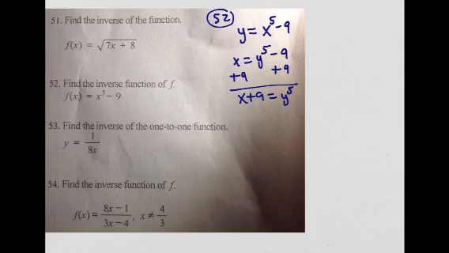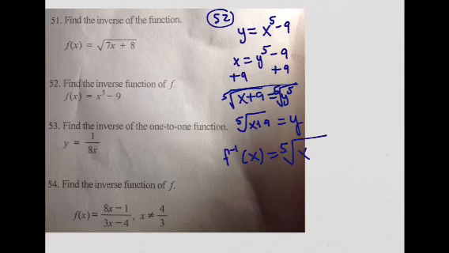And how do you leave y by itself? You take the 5th root of both sides. So now you're left with 5th root of x plus 9 equals y. So then just change the notation to inverse. So f inverse of x equals the 5th root of x plus 9. And this one you don't have to put a constraint on x because the index is odd, so you know it's a 1-to-1 function.